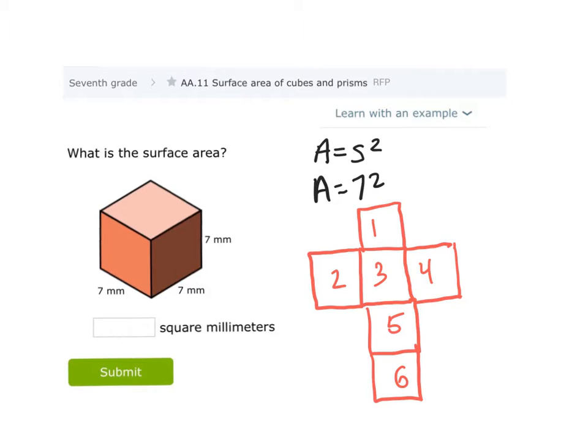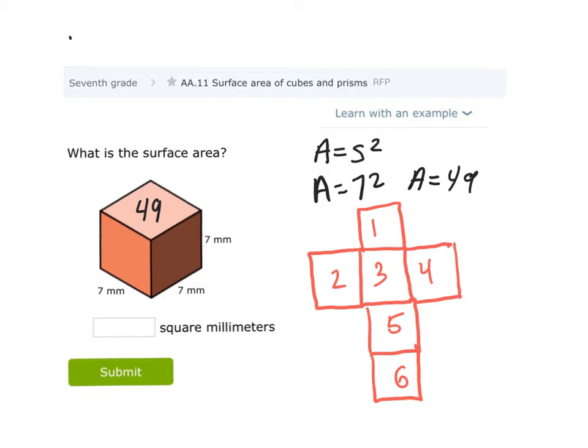Here it says that 7 is the length of one side, so we want to do area equals 7 to the second power. So the area of one side of this cube is 7 to the second power, or 49. But I've drawn a net to show that there are actually 6 sides, or 6 faces, to a cube.